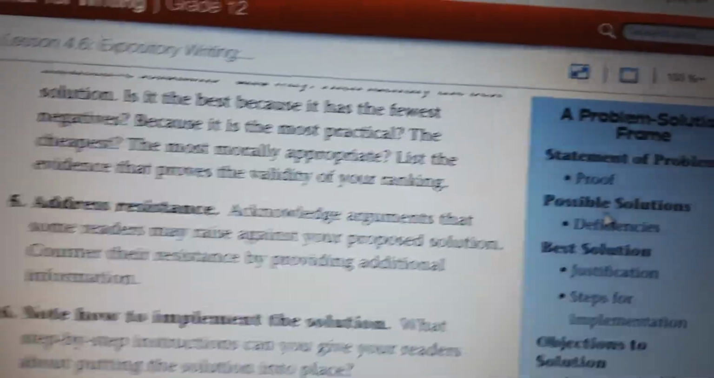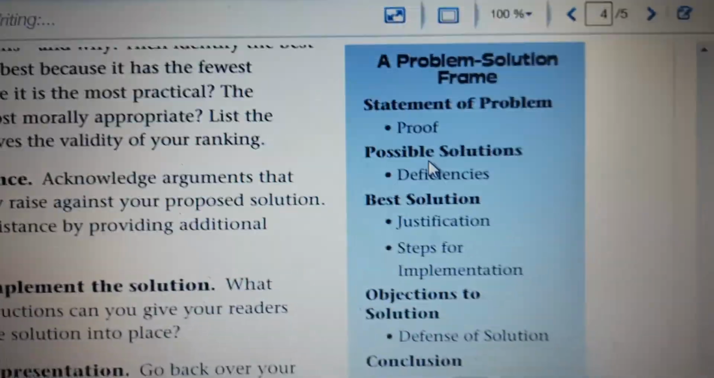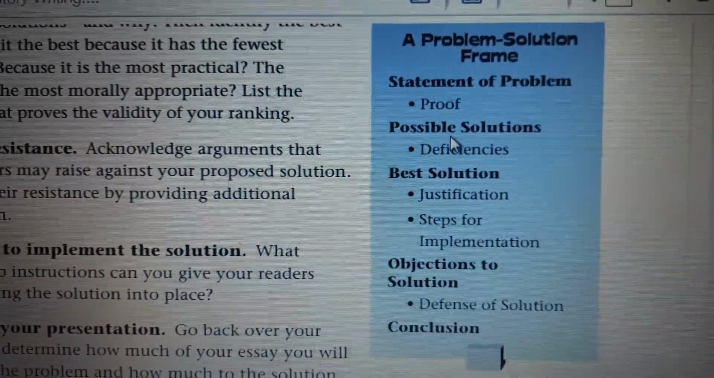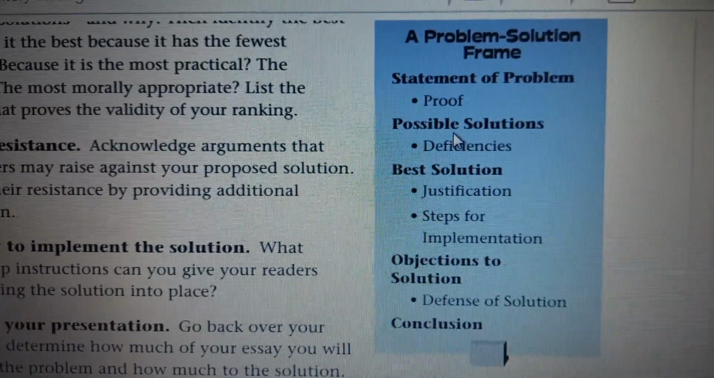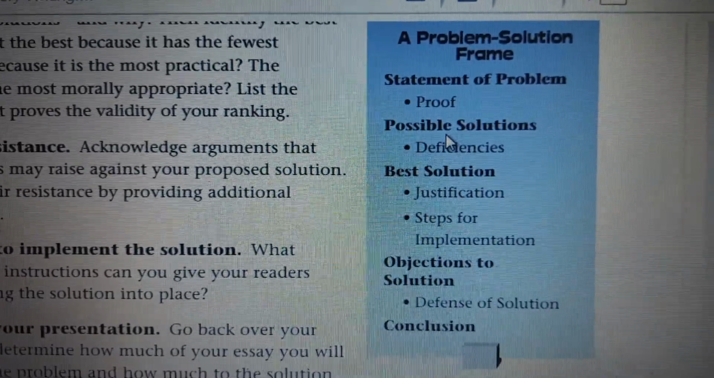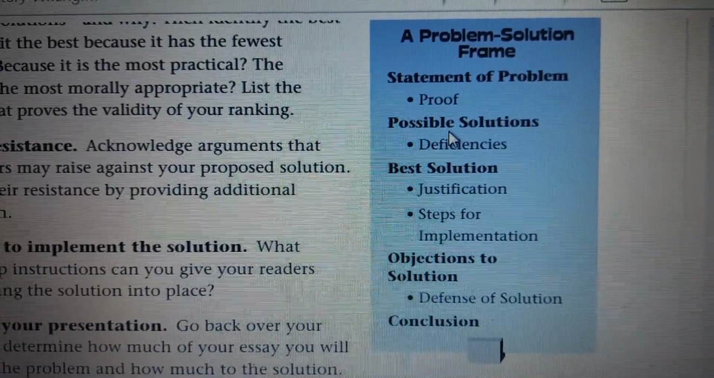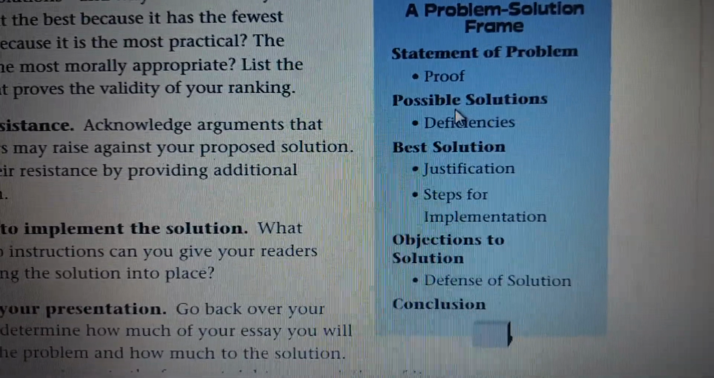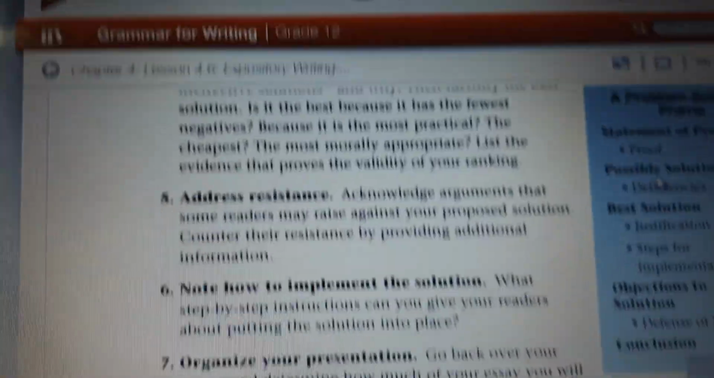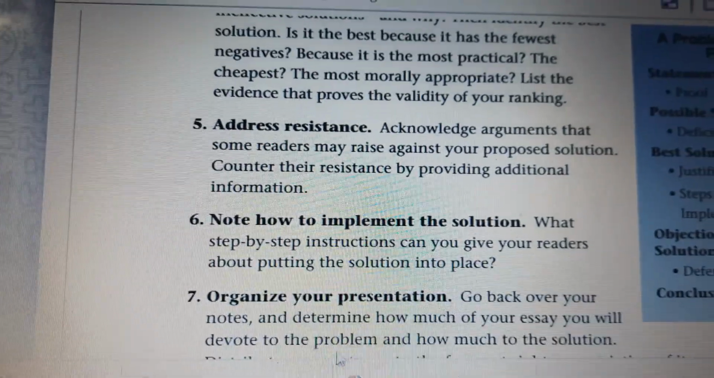Okay, here we just want this frame: problem, solution. The frame is statement of problem, proof, possible solutions, best solution, justification, steps for implementation, objection to solution, conclusion. I'm going to show you the structure to make it easy for you.